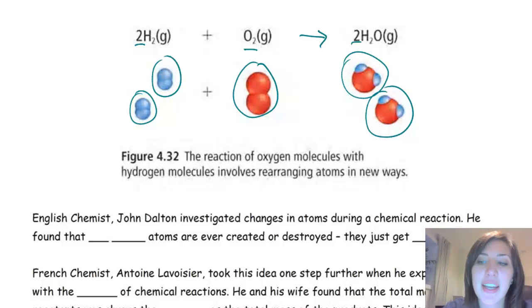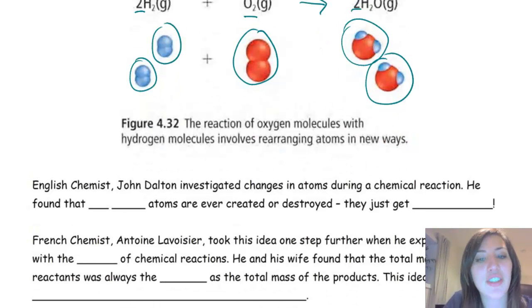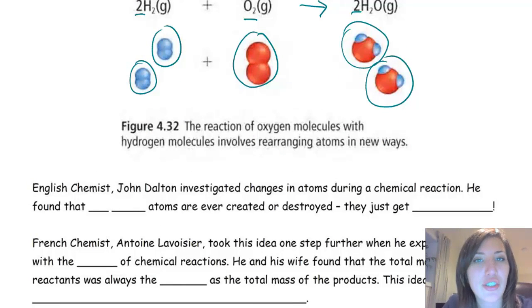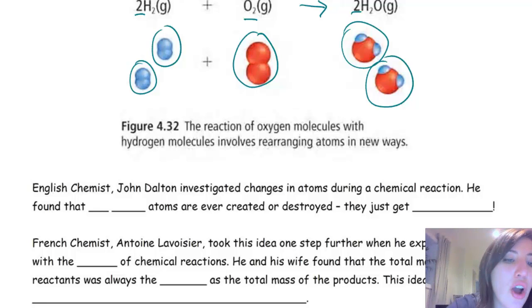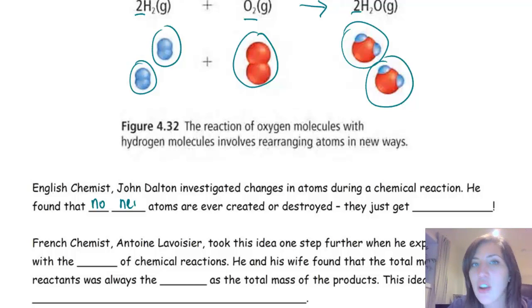So the first guy to figure this out really well was an English chemist named John Dalton, and he really searched hard into the changes in atoms during a chemical reaction. He found that no new atoms were ever created or destroyed. So we never made anything new, we never got rid of anything. They only were rearranged.